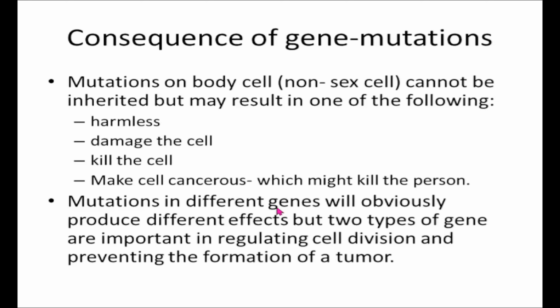Consequences of gene mutations. Mutation in a body cell, that is a non-sex cell, cannot be inherited, but may result in one of the following. It may be harmless, with no effect. It may damage the cell. It may kill the cell, or it may make the cell cancerous, which might kill the person. Mutations in different genes will obviously produce different effects, but two types of gene are important in regulating cell division and preventing the formation of tumors.